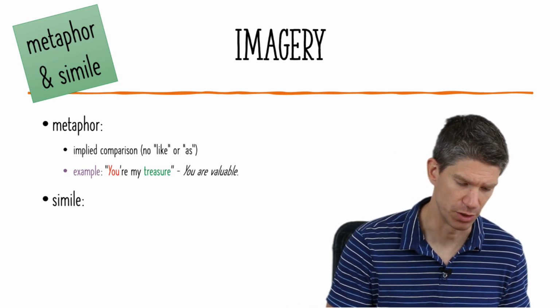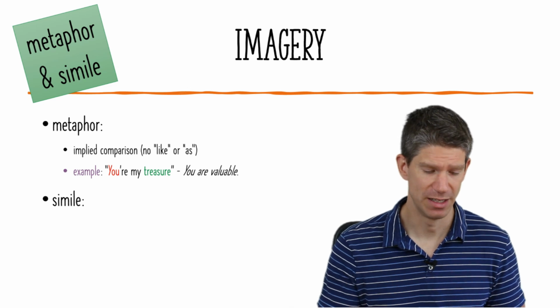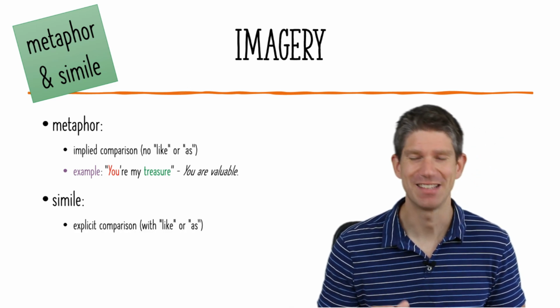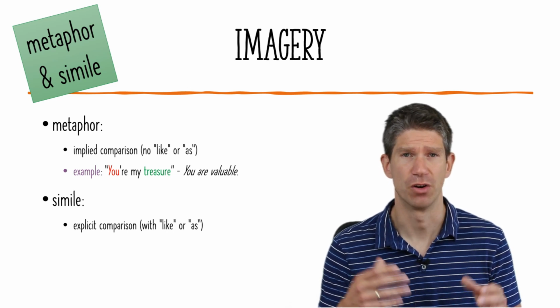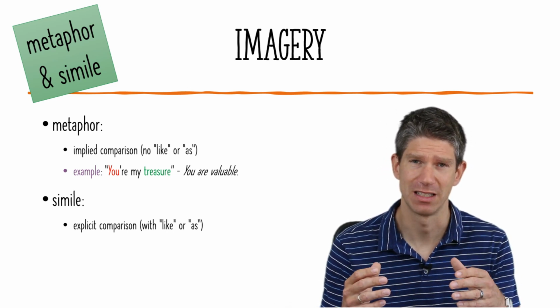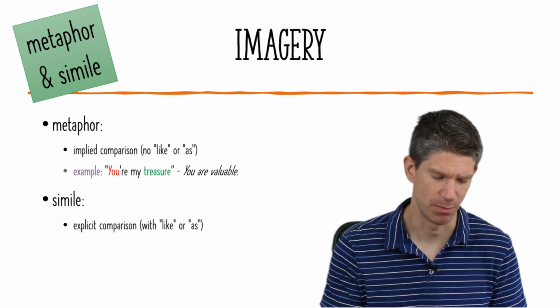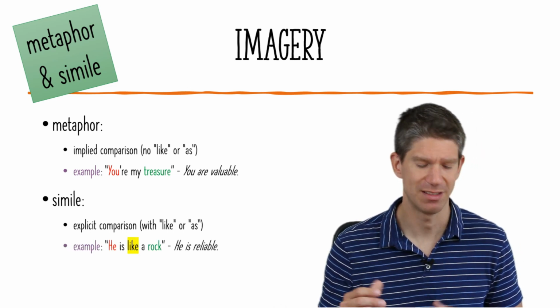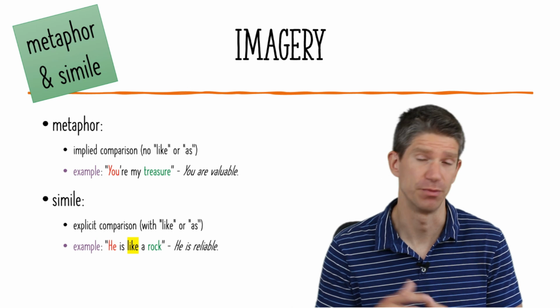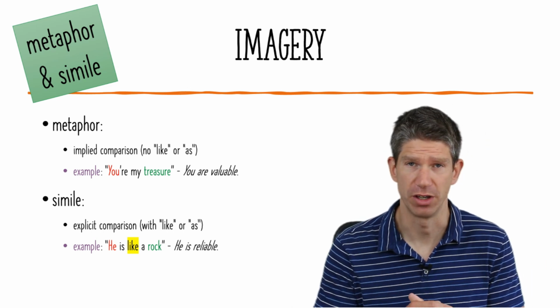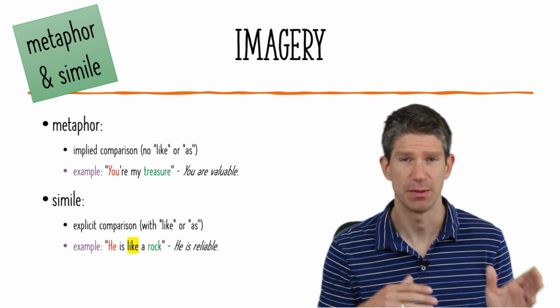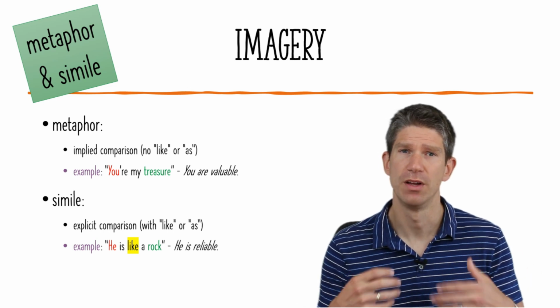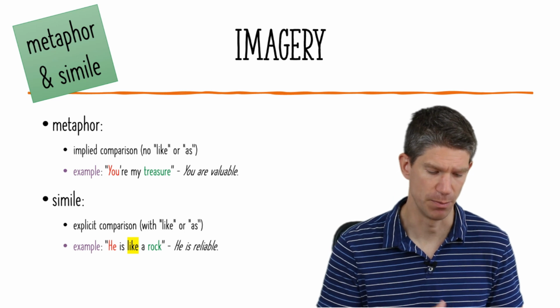So that's a metaphor. Simile is very similar, only it's an explicit comparison. So we have a like or an as, or another kind of word that makes clear I am comparing something to something else. So if I say he's like a rock, I often mean he's very reliable, etc. And the like shows that I'm comparing these things to show a certain quality about this person.